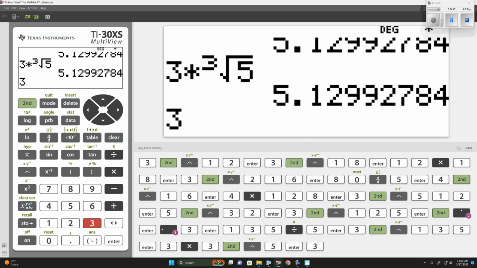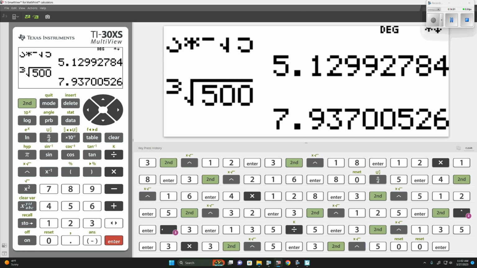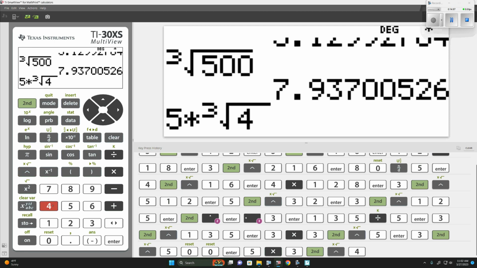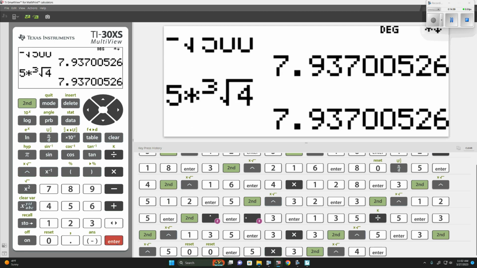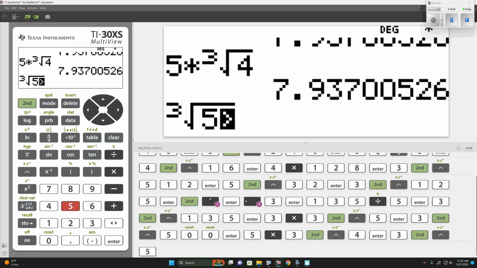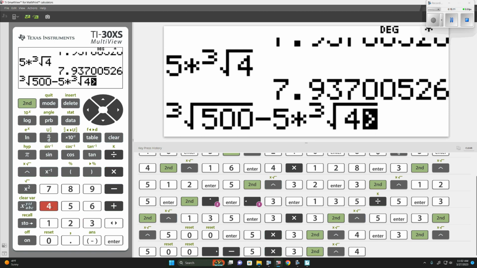And we can check that in the calculator. Cubed root of 500 is here, and we can say 5 times the cubed root of 4 and get this here. Or we could say the cubed root of 500 minus 5 times the cubed root of 4.